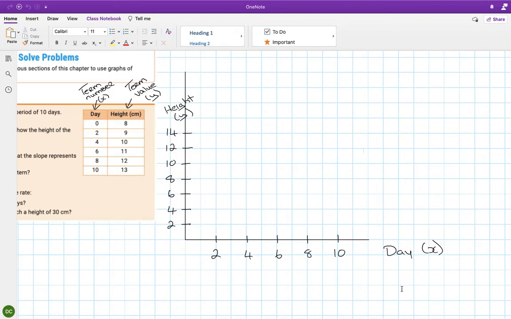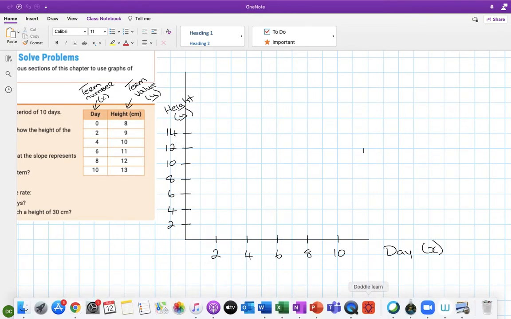Okay, so again, I've chosen one box this time, and I consistently used one box. I've chosen to go up in 2s, and I've consistently gone up in 2s, and I've labelled my axes. So we know that this bit in the corner here represents 0 for both sides. So that represents 0 days and 0 height, okay?